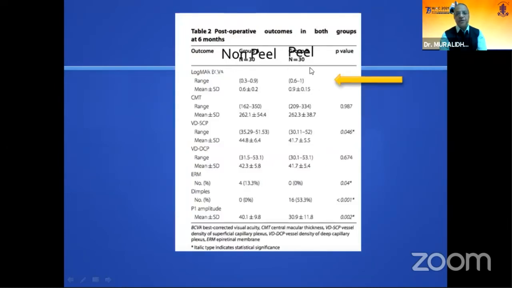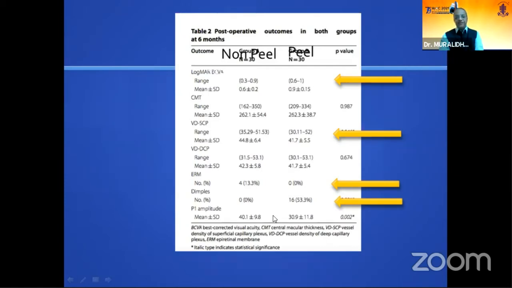They find that the vision was worse off in the peel group, of course, and the vessel density in the superficial capillary plexus was worse off in the peeled group compared to the non-peel group. Of course, ERM formation was more in the non-peel group. And finally, the P1 amplitude of multifocal ERG was worse off in the peel group.